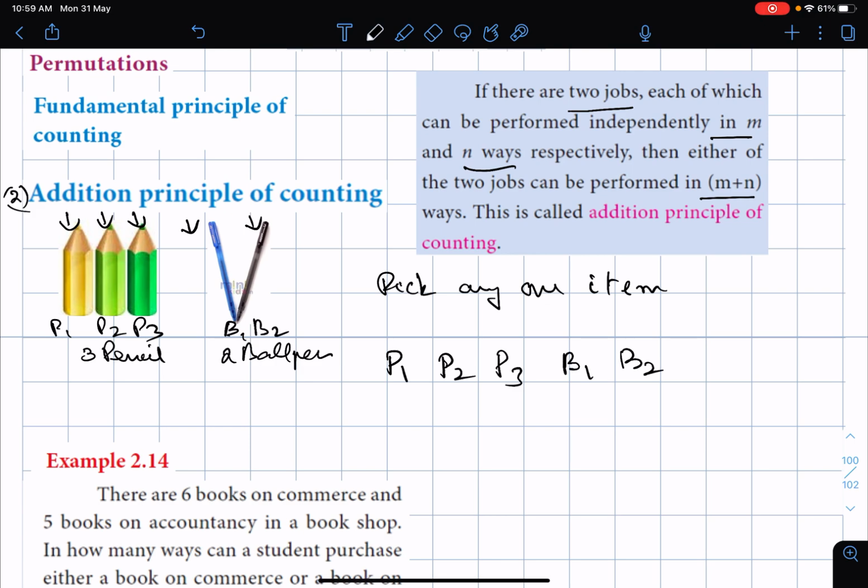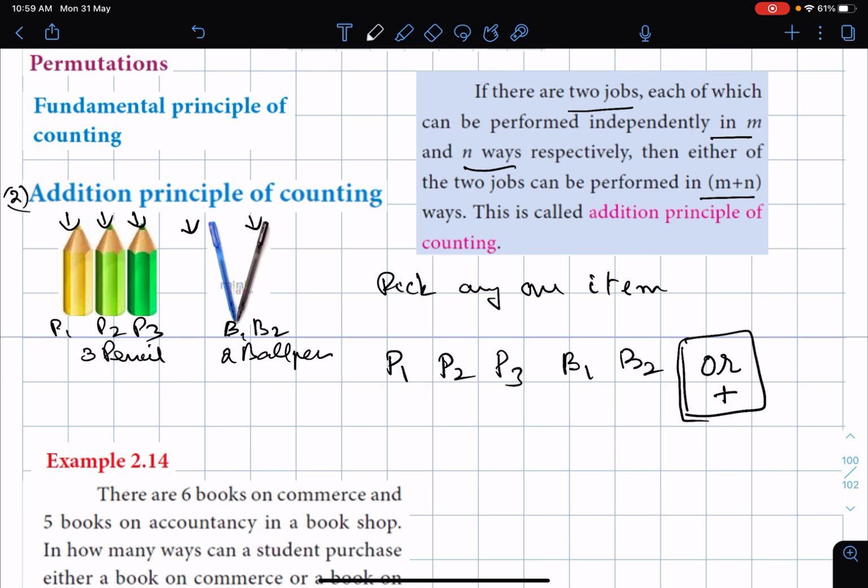So we are using the word or. You can pick only one. So or means addition. This is important, you have to remember. When will you get addition? When you choose either this or that, any one. When you get that type of question, this is going to be addition.